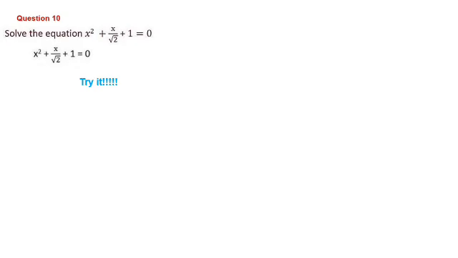Now move on to the last question. Question number 10. Solve the equation x square plus x by root 2 plus 1 is equal to 0. Similar to the previous question, there is a denominator. First you take that one and multiply it throughout the equation. Then write a, b and c. Then by using the quadratic formula find out the solution. This question you will try as homework.